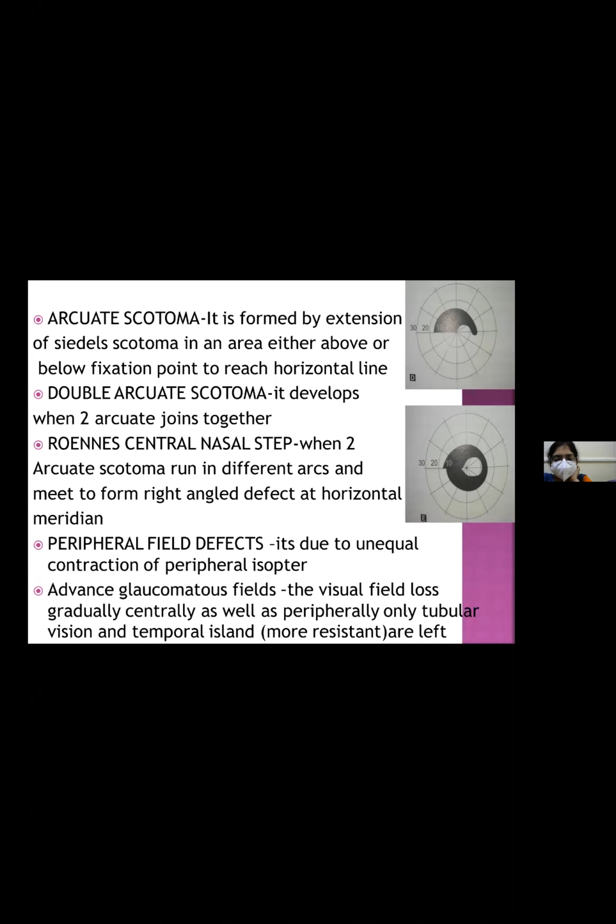The next stage is Roenne's central nasal step. It is created when two arcuate scotomas run in different arcs and meet to form a sharp right angle defect at the horizontal meridian. Next, peripheral field defects. It is due to the unequal contraction of peripheral isopter. In the advanced glaucomatous field defects, the visual field is lost gradually, centrally as well as peripherally. Only tubular vision and temporal islands are left. The temporal islands are most resistant when compared to the tubular vision.